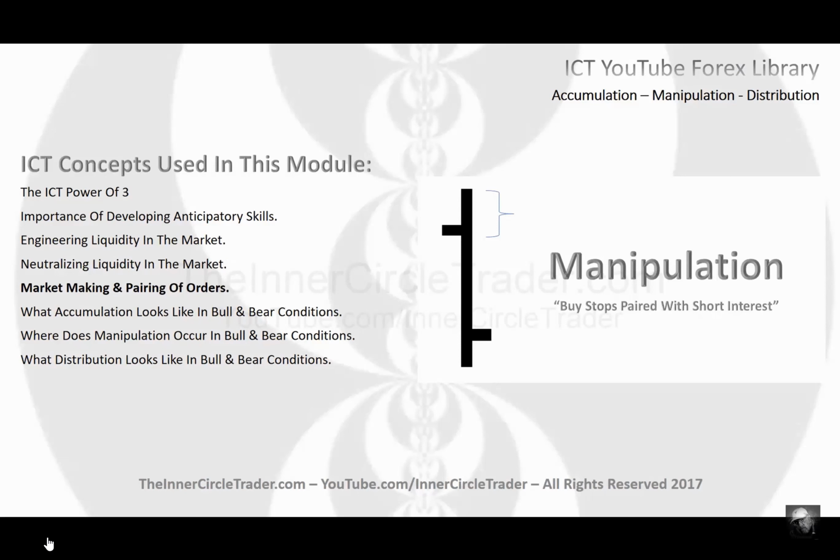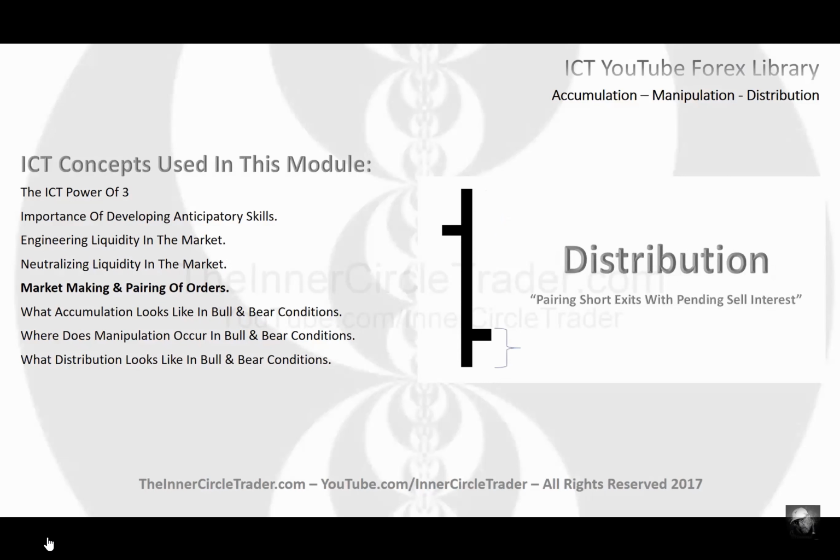And finally, at the end of the day, the distribution cycle is seen where smart money pairs its short exits or covering with pending sell interest. In other words, smart money is going to be short, and to get out of their short positions, they have to buy it back, and they will be targeting some old low. What would be resting below an old low? Sell stops. Once those sell stops are triggered, they become market orders to sell, which floods the market with sellers. And the best time to cover a short is when there's a flood of sellers in the marketplace willing to sell at a low price. This would be the distribution cycle of the daily range.